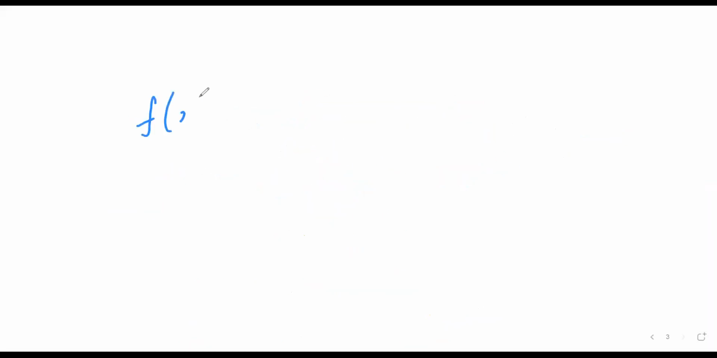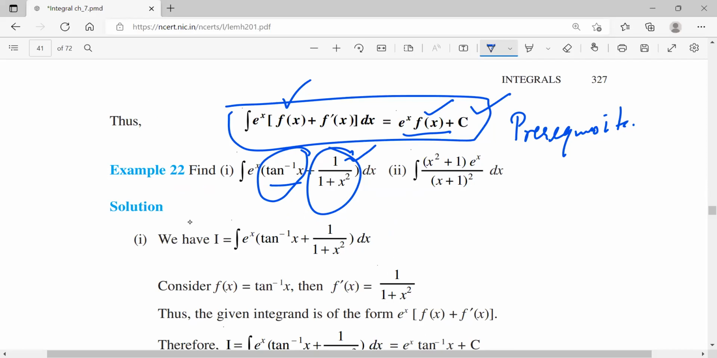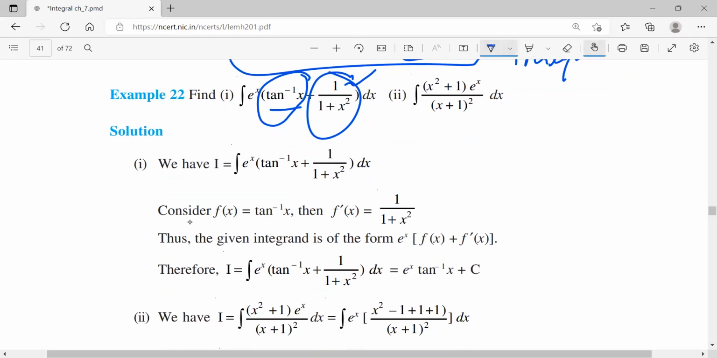For those who are unable to get it: my f of x is tan inverse of x. F dash of x, in the sense of differentiation of tan inverse of x, is 1 by 1 plus x square. That's it. So I can apply this same formula. The answer is e power x into tan inverse of x. That's all. We can see the answer here: e power x into tan inverse of x.